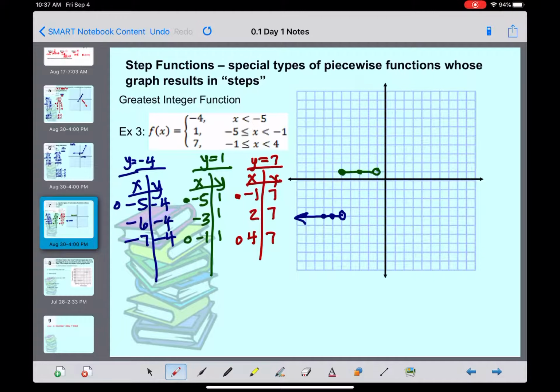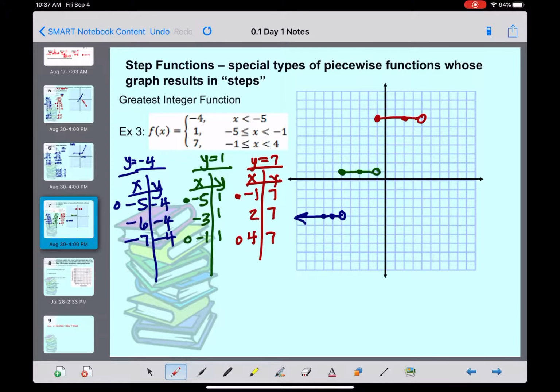And the last one's at 7. So at -1, I'm going to go up to 7, and that's going to be a closed circle. And then at 2, I'm going to go up to 7, and at 4, I'm going to go up to 7. Oops, again, I messed up. It's okay. At 4. That's why we use pencil. And then I'm going to connect those.